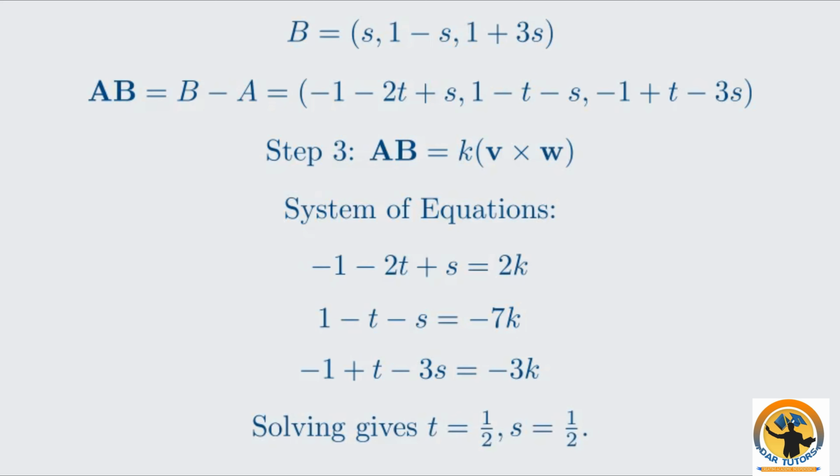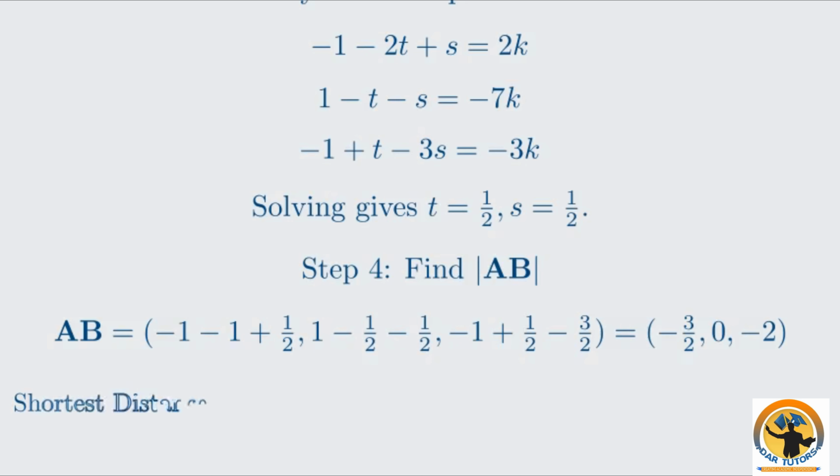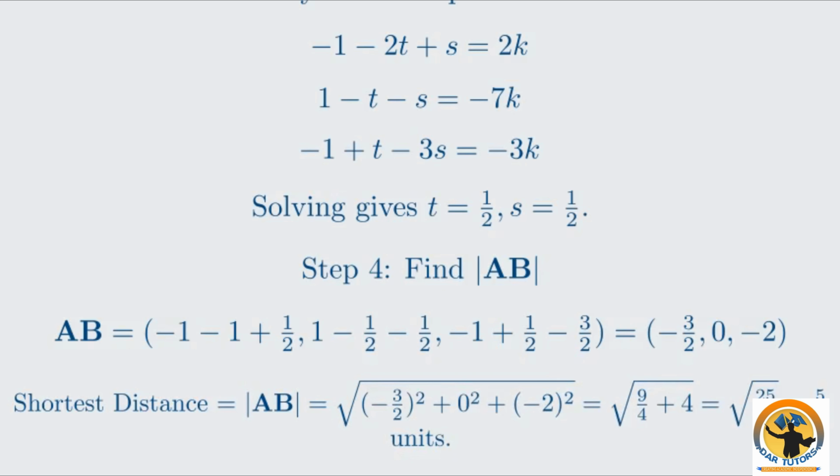This gives a system of 3 equations. Solving this system yields t equals 1/2 and s equals 1/2. Substitute these values back into the expression for AB to get the vector (-1, 0, -2). The shortest distance is the magnitude of this vector, which is the square root of 5 units.